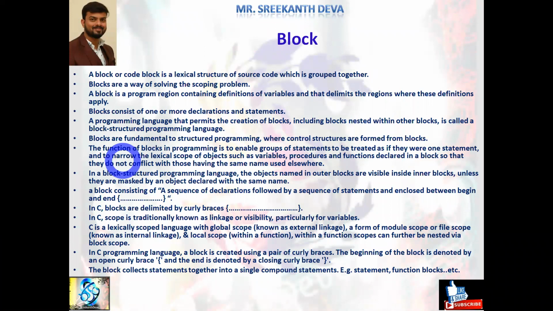See, a block or code block is a lexical structure of source code which is grouped together. Okay, so in C programming language, a block is created using what? A pair of curly braces. If we go with some other programming language, the syntax is going to be different, but the concept remains the same. The beginning of the block is denoted by the open curly brace and the end is denoted by the closing curly brace. The block collects statements together into a single compound statement.